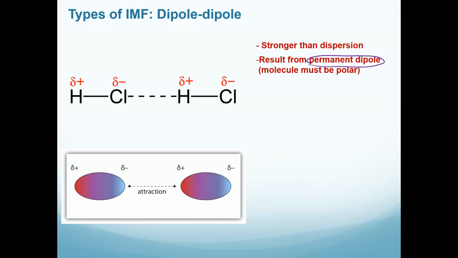Again, when we're trying to figure out what type of intermolecular force, you always start with determining whether the molecule is polar or nonpolar. So here's one example, HCl, and we know that chlorine is more electronegative, so it pulls electron density towards itself. So the hydrogen has a partially positive, the chlorine has a partially negative. And if I have a neighboring molecule, the partially negative on the chlorine can interact with the partially positive on the hydrogen.